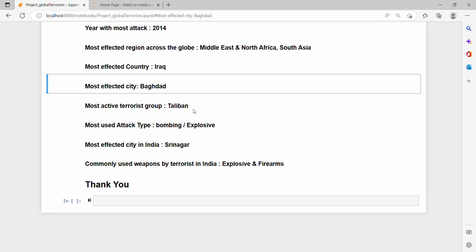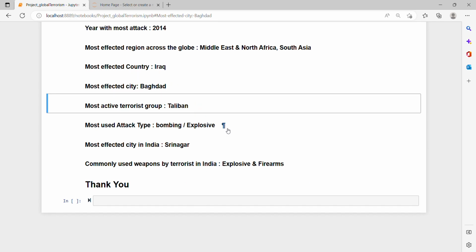The most active terrorist group is Taliban. And bombing and explosion is the most used attack type. And in India, the most affected city is Srinagar. And in India, the commonly used weapons by terrorists are explosives and firearms.